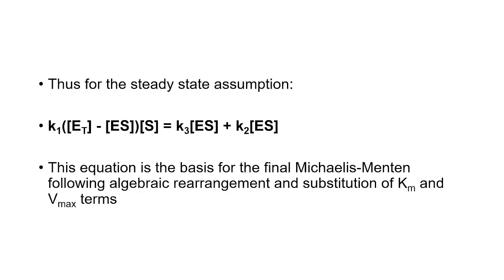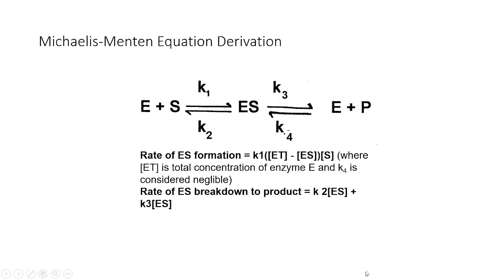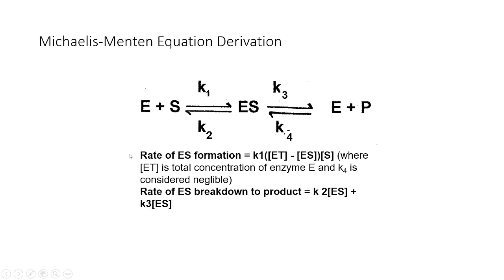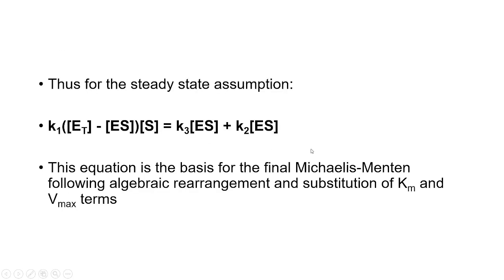Now the steady state approximation tells us that if you have an intermediate or a transient state that is getting converted to the product, and that particular step cannot be captured or isolated separately, the rate of that particular state becomes zero. So you understand why d[ES]/dt is basically zero. That means K1 of this particular thing is equal to K3 into ES plus K2 into ES.